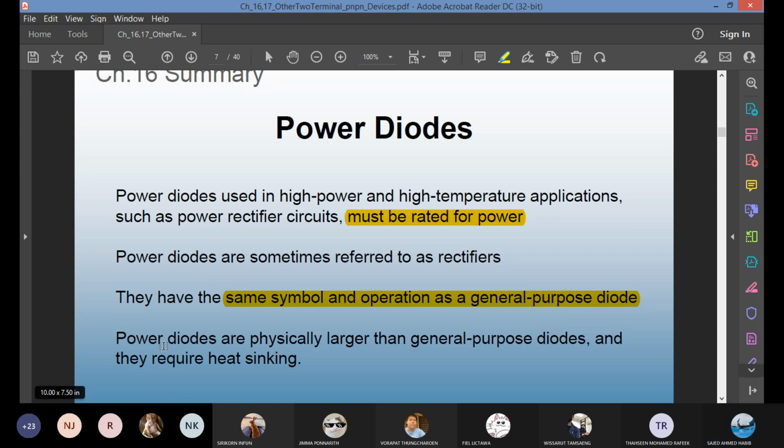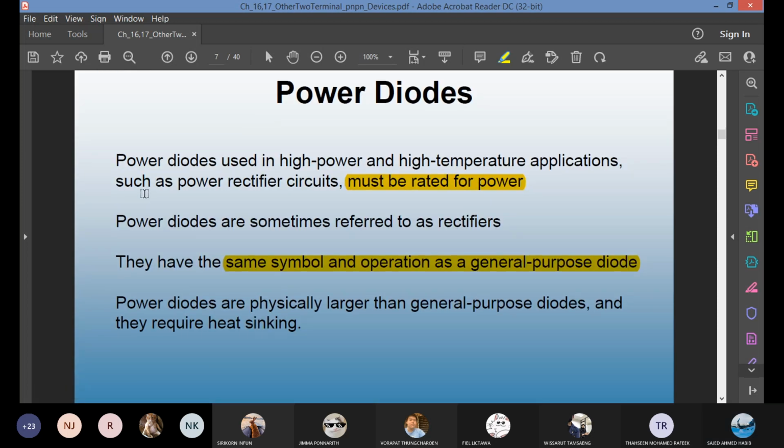It is not written here, but it's good to know that the power diode has a much larger PN junction area compared to small signal diodes. The effective area is much larger. If you have a small area, there's a limitation of how much current or charge you can pass through. If you have a larger surface area to work on, the capacity of carrying current increases.